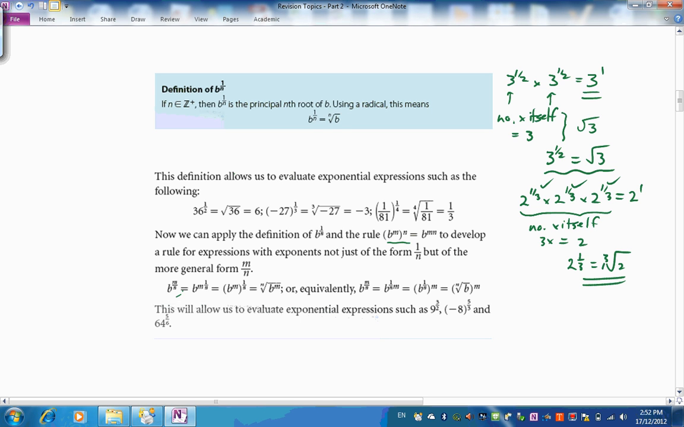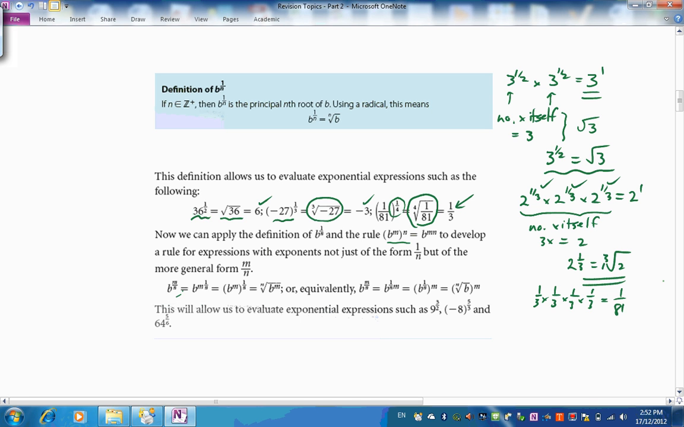So we have some little examples over here. 36 to the half means the square root of 36, which is 6. Neg 27 to the 1/3: the 1/3 power means the cube root of neg 27, which would be neg 3. 1 over 81 to the quarter: the quarter means the 4th root of 81. What number multiplied by itself 4 times gives 81? Let's check it out. A third by a third by a third by a third. Yes, it's 1 on 81.